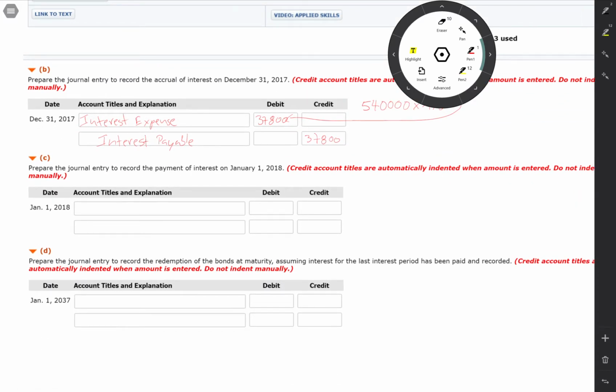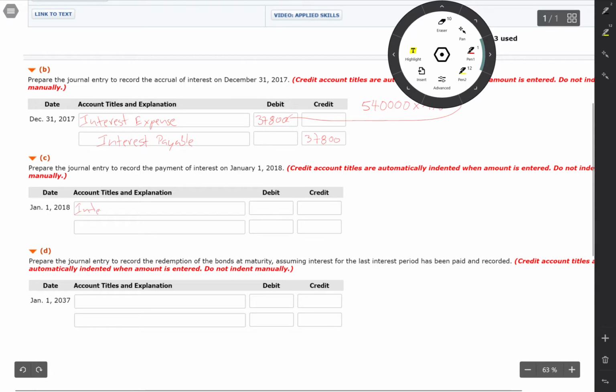We move on to the next step, where we need to prepare the journal entry to record the payment of interest on January 1st of 2018. To record the payment of interest, we will debit the interest payable account, for the same amount that we have already calculated of $37,800. And we credit the cash account, because that's where we got the money from, for that same amount.